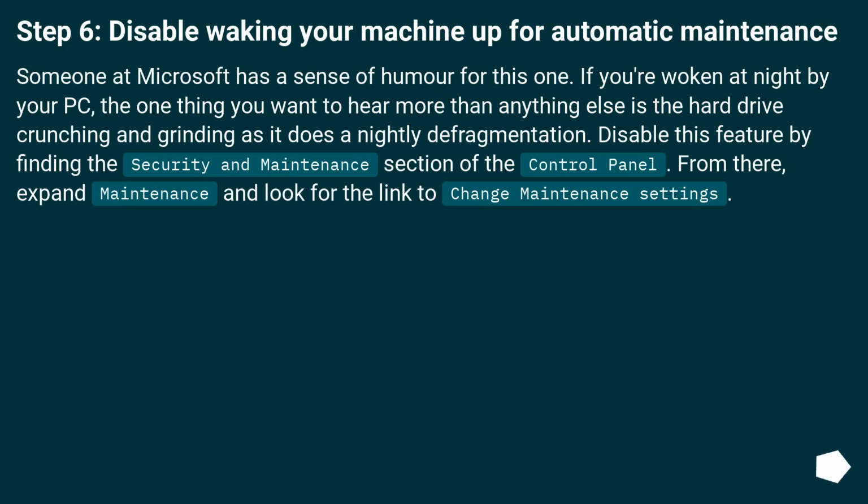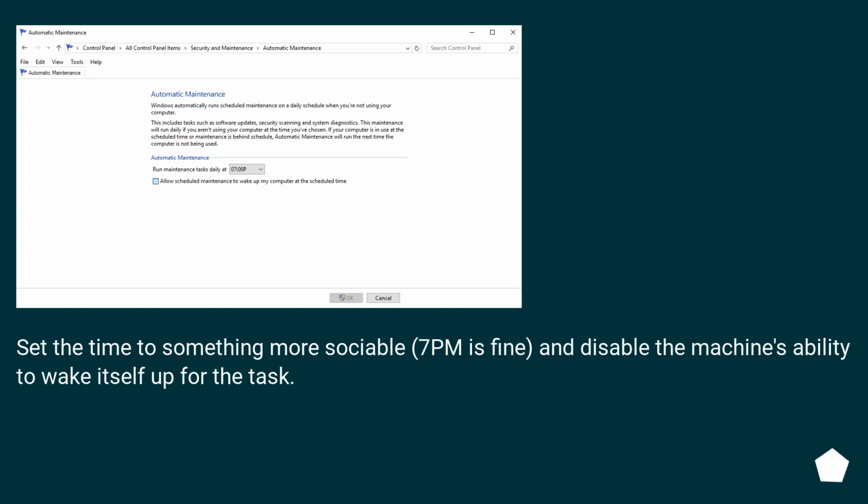Disable this feature by finding the Security and Maintenance section of the Control Panel. From there, expand Maintenance and look for the link to change maintenance settings. Set the time to something more sociable, 7 p.m. is fine, and disable the machine's ability to wake itself up for the task.